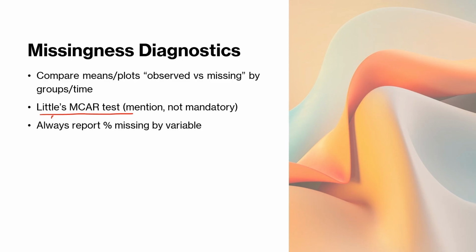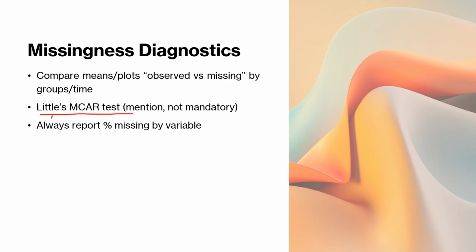Little's MCAR test tests the hypothesis that your data is missing completely at random or not. So if your data is not missing completely at random, it's advisable not to apply imputation. If your data is missing completely at random, fair enough, you can apply your imputation. That's not a problem. You can also compare means or plot observed versus missing by group or time.